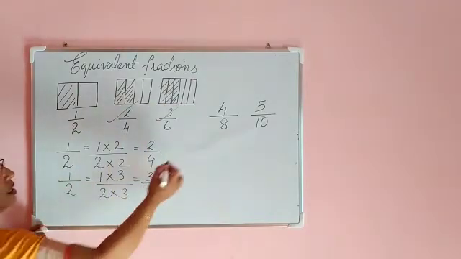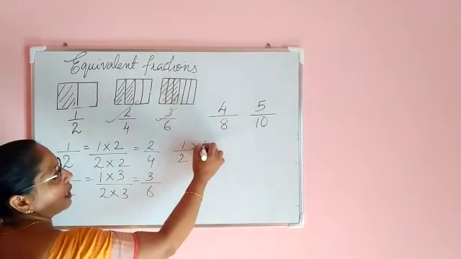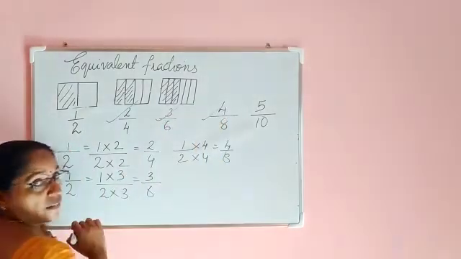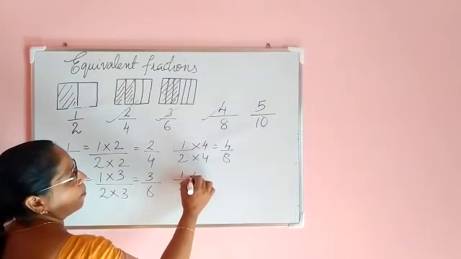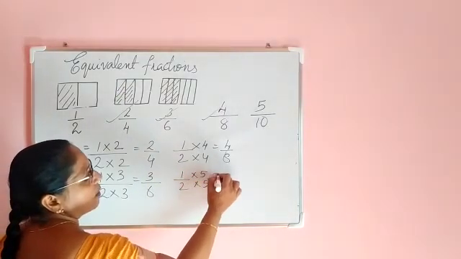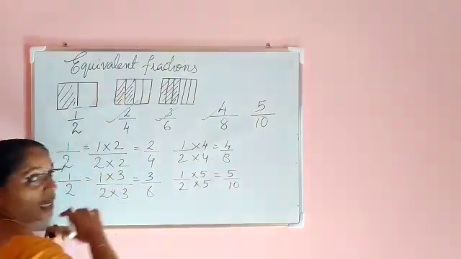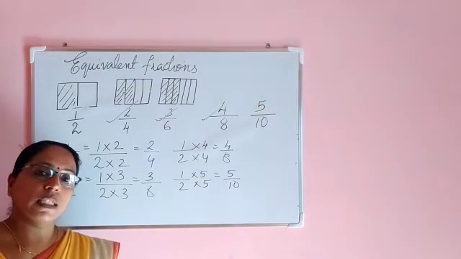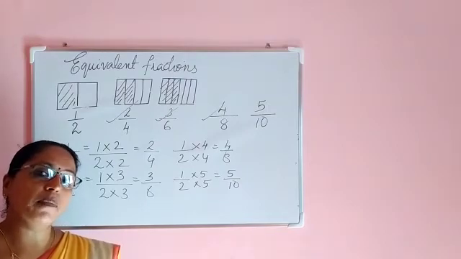Next equivalent fraction. Then, 1 by 2. Multiply by 4. 4 by 8. Third equivalent fraction. 1 by 2. Multiply by 5. 5 by 10. So, to get equivalent fraction, it's very simple. Multiply the numerator and denominator by the same number.